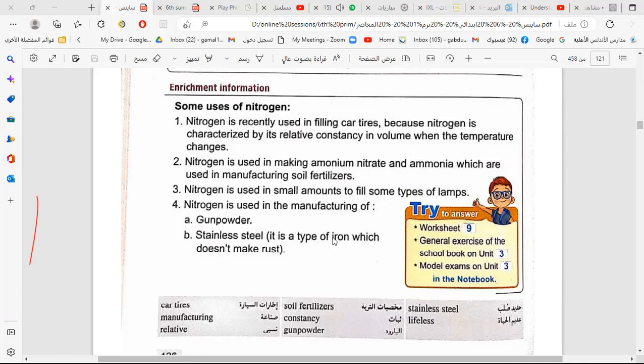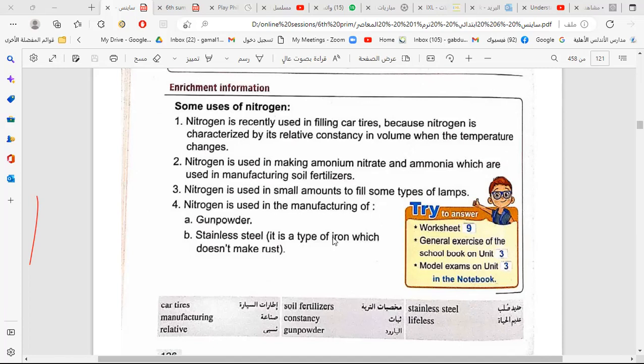Yes. Yeah, let's go. Nitrogen is used in manufacturing gunpowder and stainless steel, which is a type of iron that doesn't make rust.